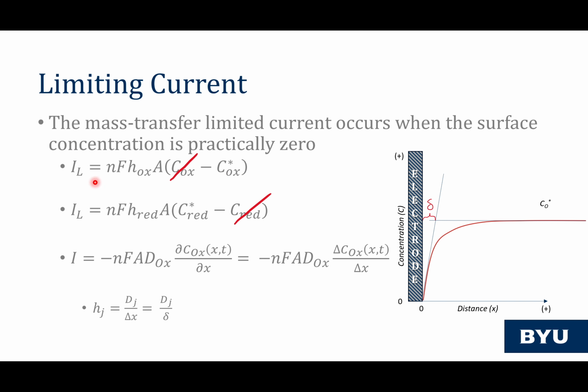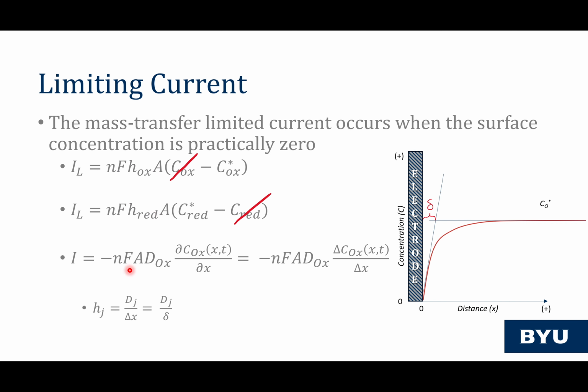Mathematically, we can write this out here where you can see clearly we're going to have the most extreme values of current when this term, which represents the concentration of the oxidized species at the electrode, or right here for the reduced species, when that term is 0, this whole expression has its maximum value. The H here stands, of course, for the mass transfer coefficient.